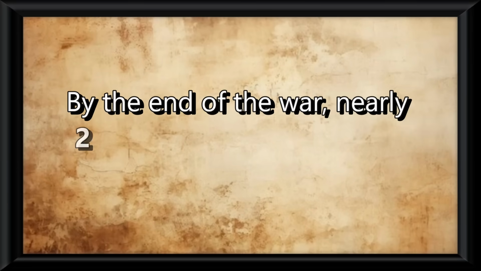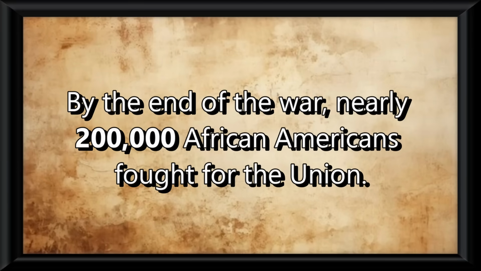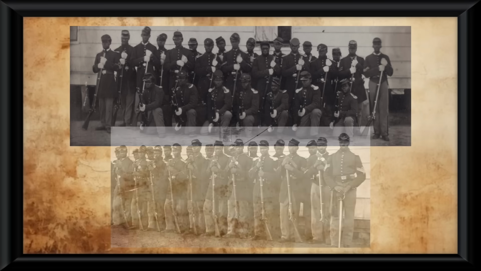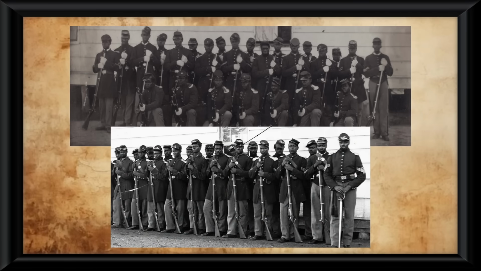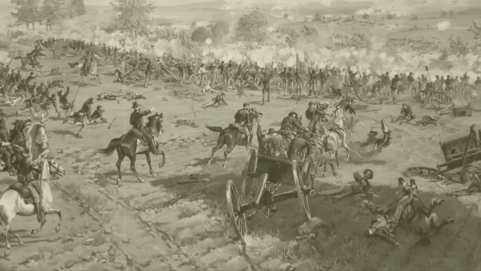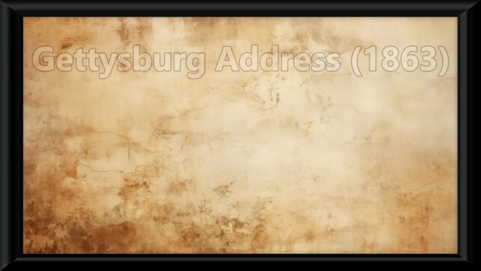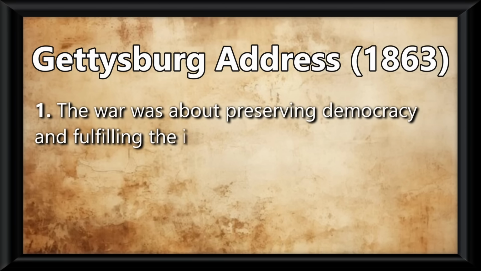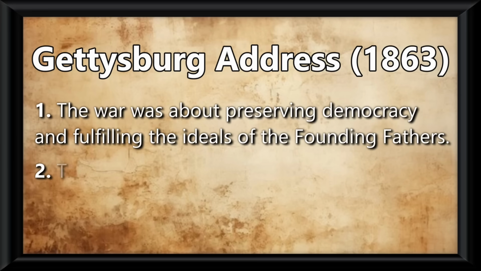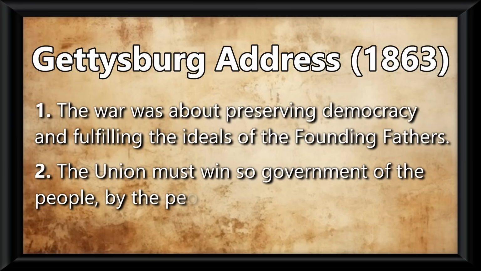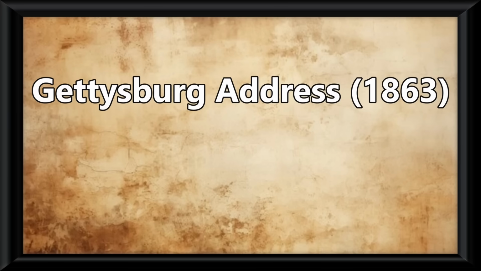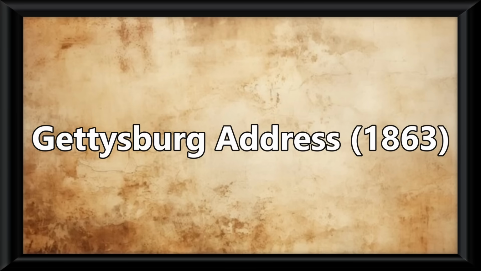By the end of this war, nearly 200,000 African Americans fought for the Union. The 1st South Carolina Volunteer Infantry Regiment and the 54th Massachusetts proved black soldiers were essential to the Union victory. After the bloodbath at Gettysburg, Lincoln gave a 2-minute speech that completely redefined the Civil War. In it, he said, number 1, the war was about preserving democracy and fulfilling the ideals of the Founding Fathers. And number 2, the Union must win, so government of the people, by the people, for the people shall not perish from the earth. This speech solidified that America wasn't just fighting the South, it was fighting for its identity.